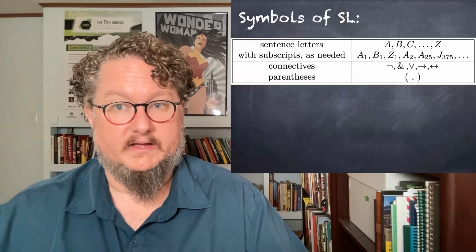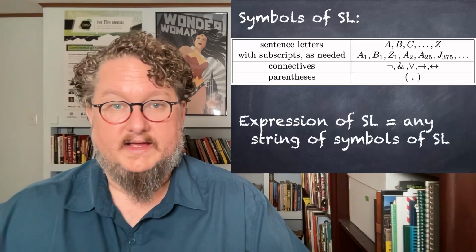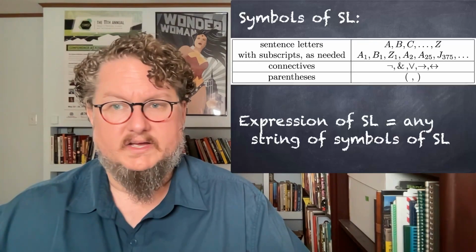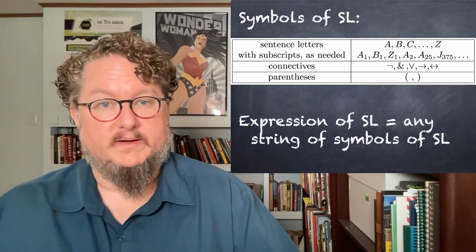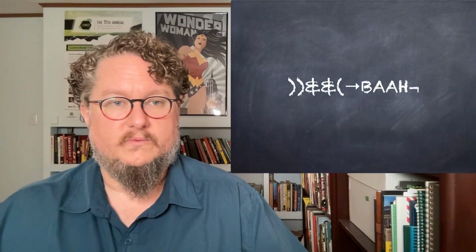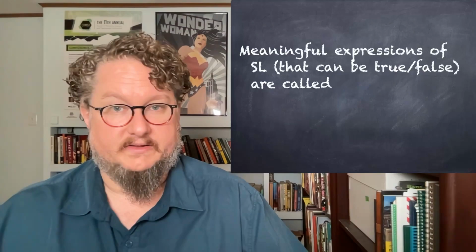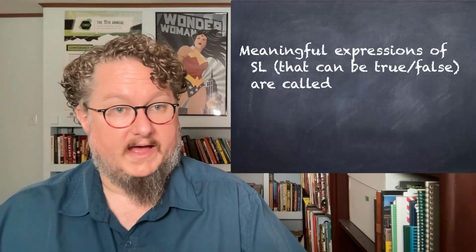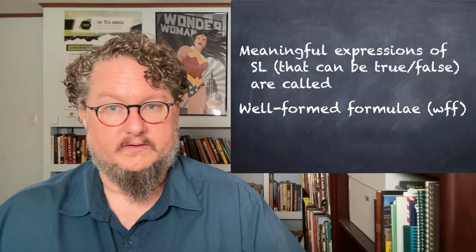And then we define carefully an expression of SL as any string of symbols in SL. So any combination of these three types of symbols gives you an expression of SL. Of course, many such expressions are going to be a meaningless jumble of symbols. They might look something like this, nonsense. So we want to define what a meaningful expression of SL can be. And by meaningful, we mean that they can be true or false, that they have the property of truth value. We call these well-formed formulae, or we use WFF as an acronym for that, and we'll say woof.